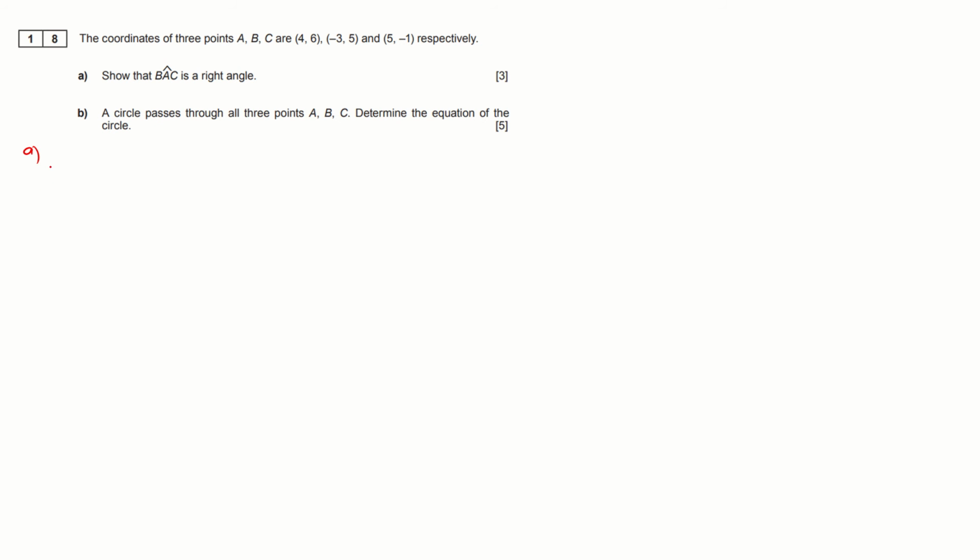So, question A. What do we have here? The coordinates of 3 points A, B, and C are these three. Let's draw them roughly. We have 4, 6 to the right, and then we have them one to the left. Okay, so let's go for 4, 6. That's A, 4, 6. Then we have -3, 5, which could well be about there. For B, that is -3, 5. And we have 5, -1, which is probably about there, let's say.